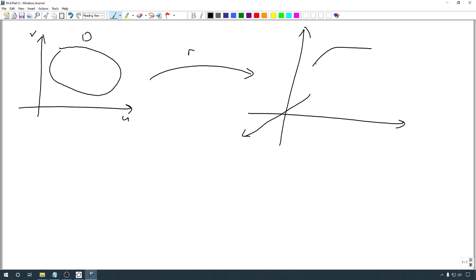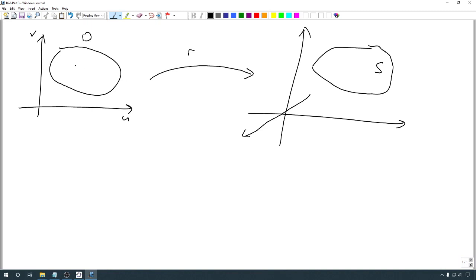So we have some surface here. We'll go ahead and call that S. We're going to try to find the surface area of S using D. And that essentially is going to turn into some sort of double integral over D that has something to do with R. But it's not just going to be a straight up integral of R.